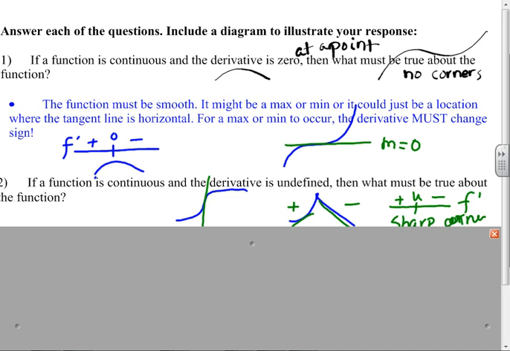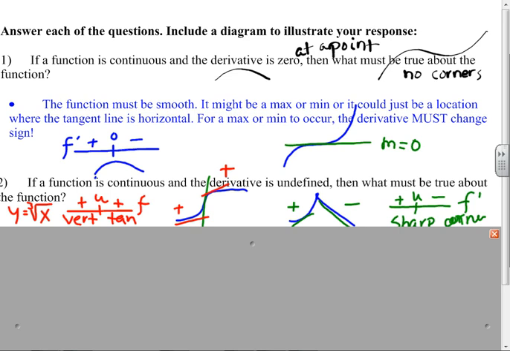If this changes from positive to negative and it's undefined, I have to have a sharp corner, if the function's continuous. If the function's not continuous, that changes everything. All bets are off. Here, what's true about the slope? Positive, and it's positive, so my first derivative would be going positive, positive, undefined. That is not a sharp corner. It's a vertical tangent. An example of this would be y equals the cube root of x. At 0, I have a vertical tangent. I'll let you investigate. At 0, the function's fine, but the derivative is undefined.